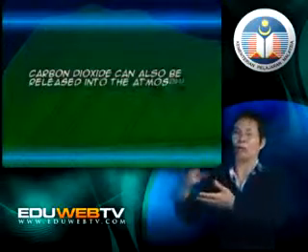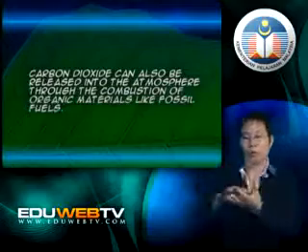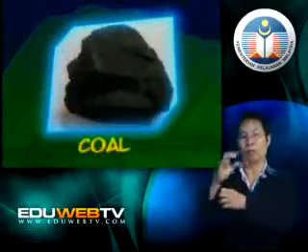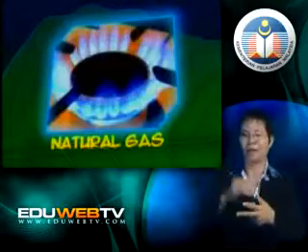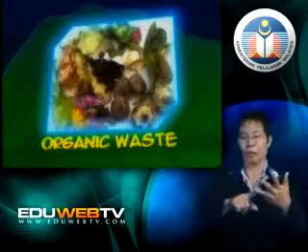Carbon dioxide can also be released into the atmosphere through the combustion of organic materials like fossil fuels. Examples of fossil fuels are coal, petroleum products, and natural gas, wood, and organic waste.